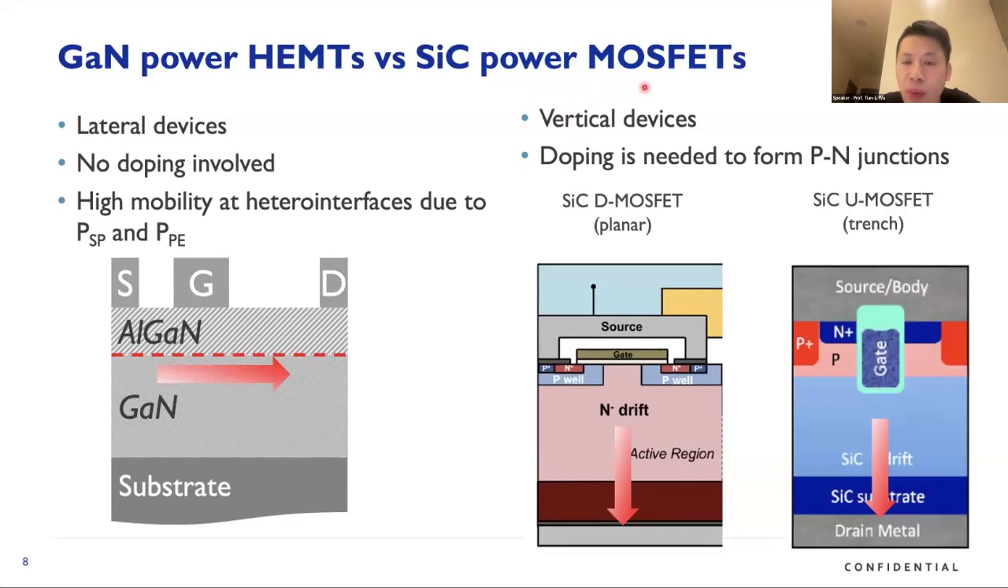But if you compare to the silicon power MOSFET, we can find out that basically the silicon power device and the silicon carbide power device have a vertical device structure. That means we have the drain at the bottom, and we have the source and the gate on the top, and then the carrier movement is along the vertical direction. So that's what we call vertical devices. And we need to have doping to form the PN junction, and we use this PN junction to sustain the high blocking voltage. Right now, there are two main streams for the silicon carbide MOSFET. One is the silicon carbide DMOSFET, and another one is the silicon carbide UMOSFET, which is a trench MOSFET.